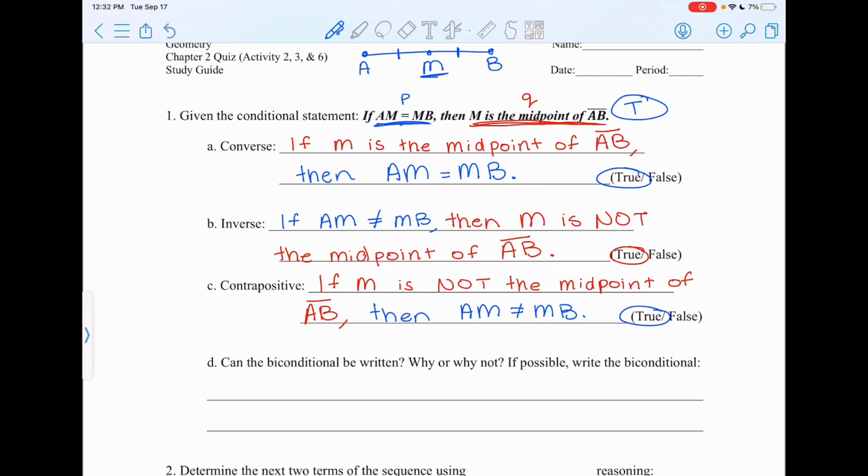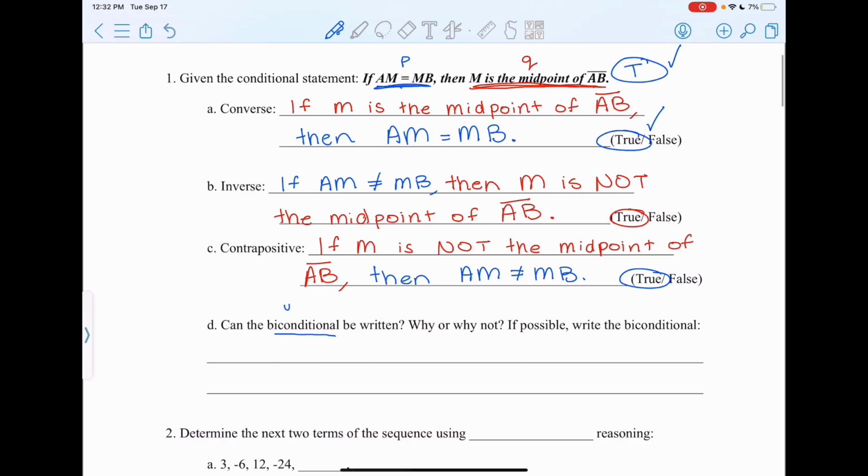In part D, it says, can the biconditional be written? Why or why not? If possible, write the biconditional. The biconditional can be written because both the original statement and the converse were true.